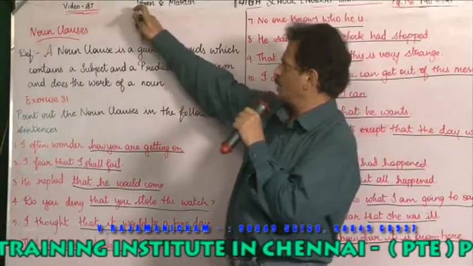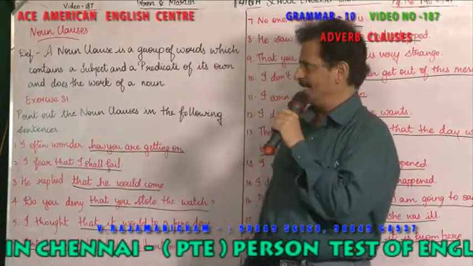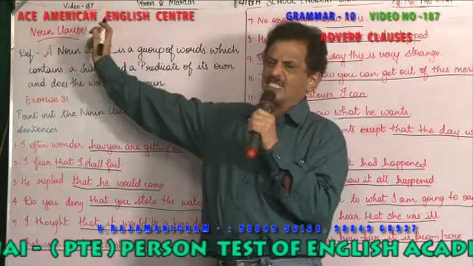We have come here to the Wren and Martin grammar book. We have come here to read number 187. The topic is noun clauses.